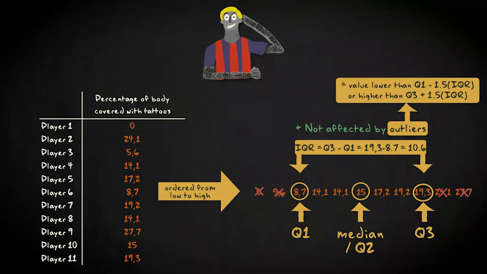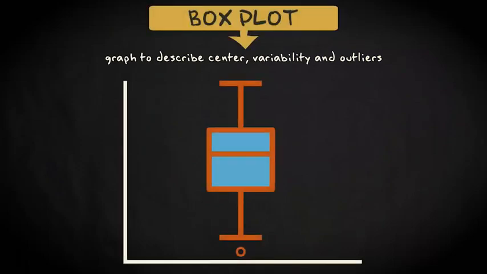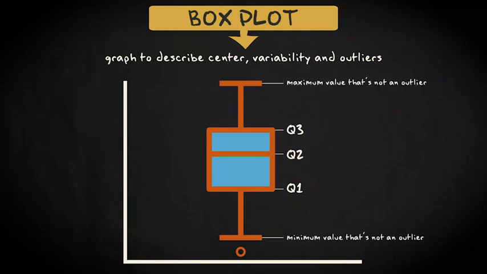There is one specific type of graph that is very useful when it comes to describing center and variability and detecting outliers. That graph is the so-called box plot. The box plot shows you at a glance Q1, Q2 and Q3, the minimum value that's not an outlier, the maximum value that's not an outlier, and the outliers.